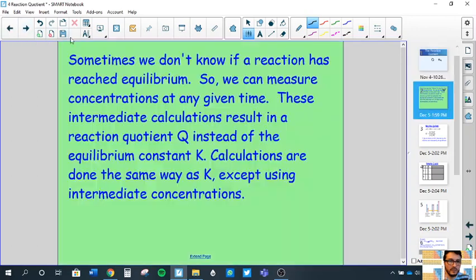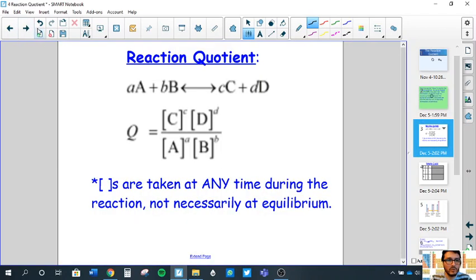Right, let's get started. So, like I said, sometimes you don't know if a reaction has reached that equilibrium point. So you can measure concentrations at any given time. Right, and these then can be used to calculate a Q value, and that can be compared to K. Now your Q expression, your reaction quotient Q, would essentially look like an equilibrium expression in the same way, except the difference here is you don't know if these concentrations of products and reactants C, D, A, B are at equilibrium.